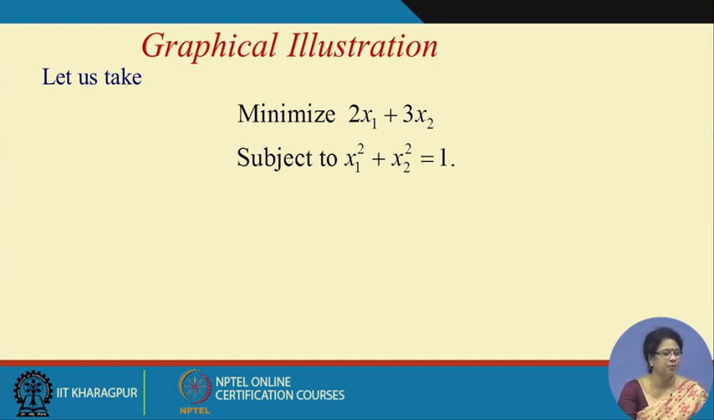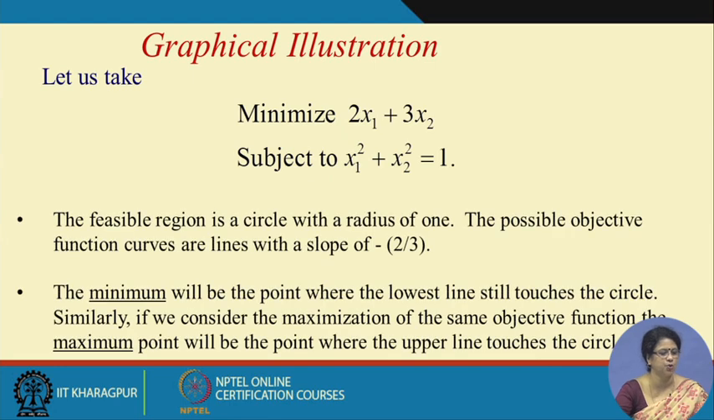All right. Now, I can draw the feasible space as the simple boundary of the circle. The objective function is moving in the x1, x2 region freely. There is no restriction for x1 and x2. That is why, it has been said the objective function is a straight line which has a slope of -2/3. Now, where is the minimum? The minimum will be the point where the lowest line still touches the circle, because the line is moving freely. I will show you the figure.